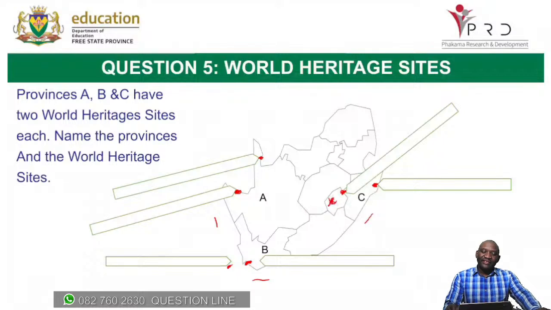I've given you a hint and I've told you that these 6 World Heritage Sites belong to 3 provinces. And these provinces are located along the coast of South Africa. We have Province A here, and then we have got Province B, and then we have Province C. And then our 2 minutes is going to begin right now.